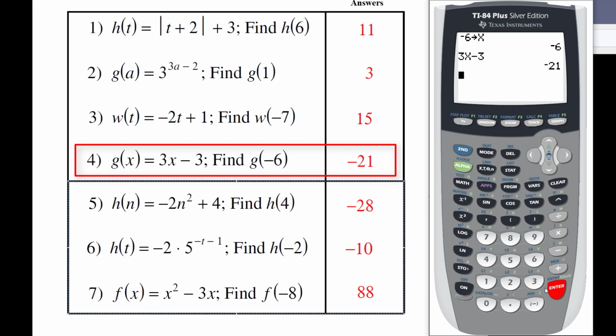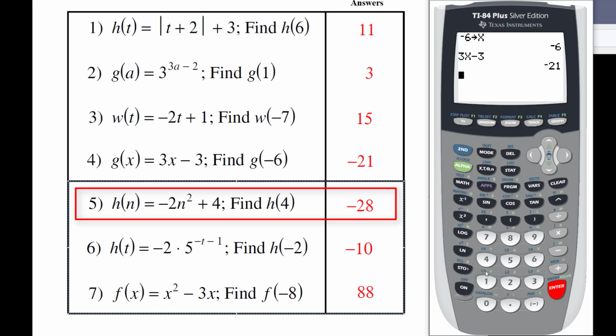Okay, for number 5, we've got a value of 4. So we're going to put 4 store x, hit enter. And then we're going to type in -2, then x using the square key, plus 4. Hit enter, and it's going to evaluate to -28.